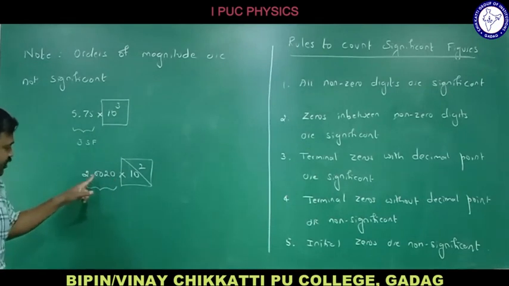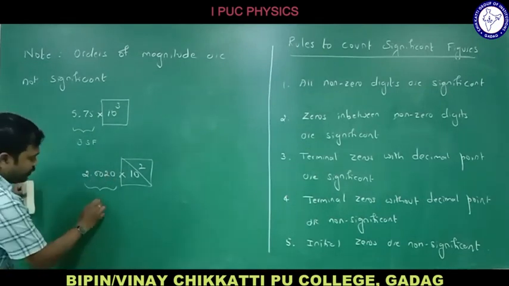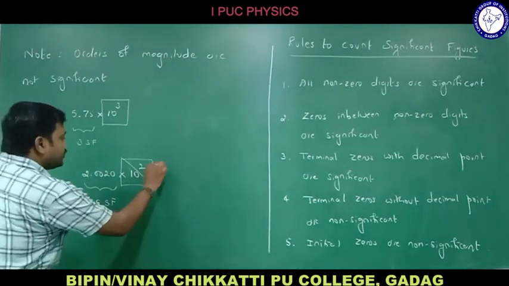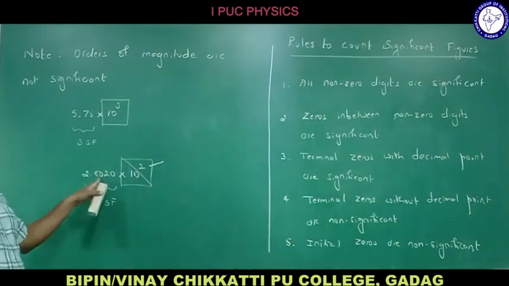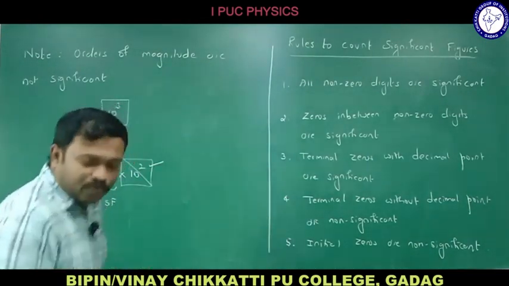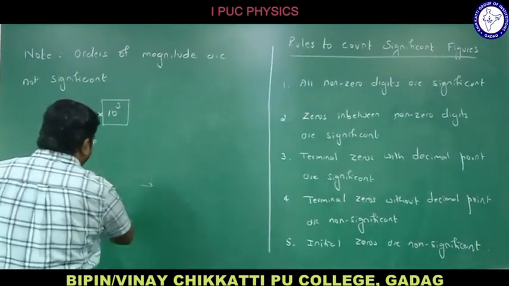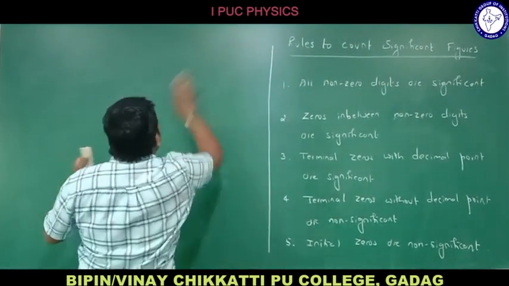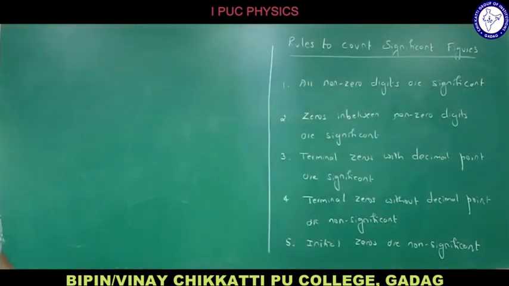So how many significant figures are there? 1, 2, 3, 4, 5. There are 5 significant figures. Do remember, these orders of magnitude are not significant. So this is a note point that you need to remember. And another thing you need to follow here is, if you change the unit.